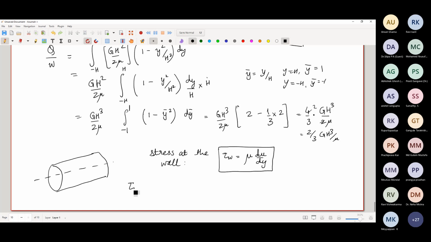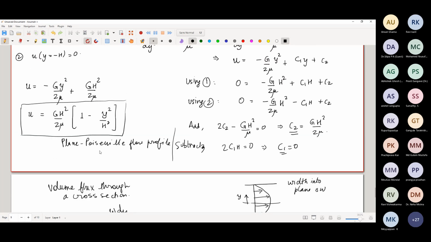So what is the wall shear stress? It is mu times du dy. So if u is this, what is du dy? It is equal to gh square over 2 mu times minus 2y over h square. And we will substitute y equal to h. But because the coordinate system is chosen at the center line, it will be minus of this, so we will simply take the absolute value. So we'll put y equal to h.